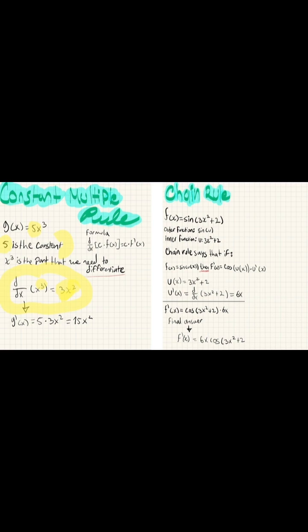Now we have the 5, the constant, and the power that was differentiated, and we just need to multiply the 3x to the second power by the constant 5. So we have the 5 multiplied by the 3x squared, and it gets us 15x to the second power, and that's the result we needed. We use the formula right here, and that's it for the constant multiple rule.